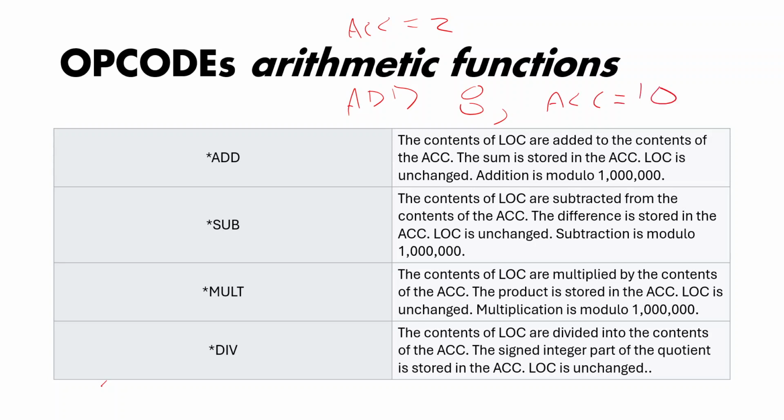Sub works the same way. The contents of the lock are subtracted from the contents of the accumulator, and the difference is stored in the accumulator. You see at the end of these, addition is modulo 1,000,000, subtraction is modulo 1,000,000. That's basically just like the range of values that can be within there. For mult, it's the same thing for multiplication. The contents of the lock are multiplied by the contents of the accumulator, and the product is stored in the accumulator. And div is equivalent as well.